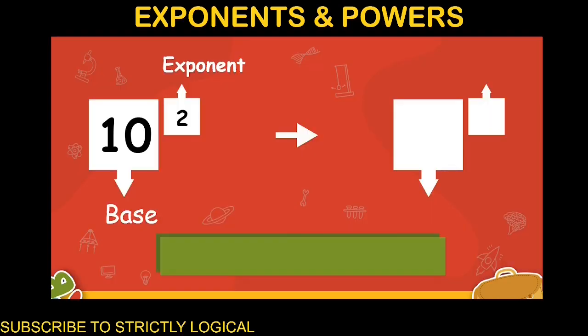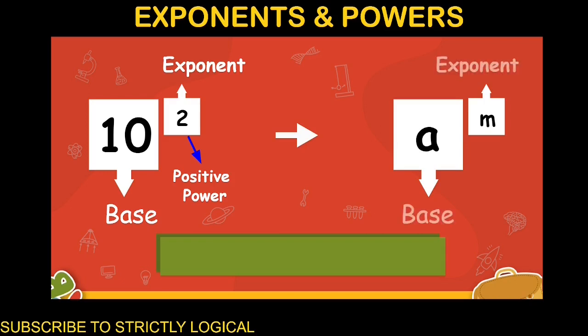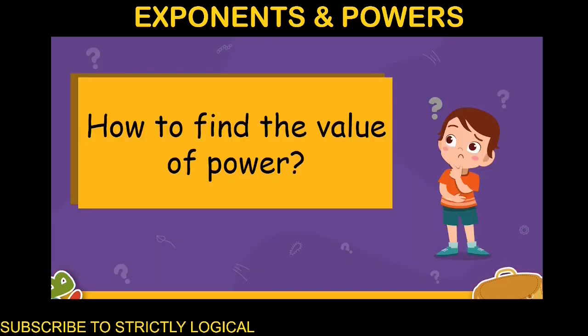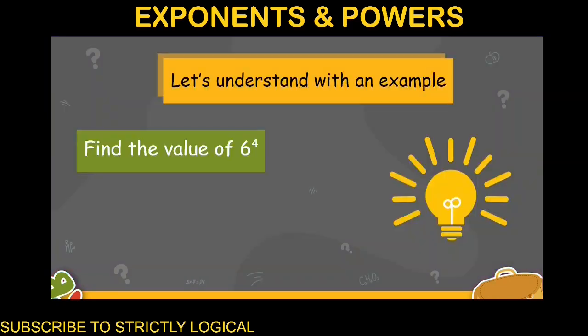Now we have seen that 10 is base and 2 is exponent here. This is the positive power. In generalized form, the exponential form can be written like that, a to the power m, where a and m are some variables. a is base and m is exponent. In other words, a to the power m means multiply a by itself m times. Now you must be wondering how to find the value of power. So let's understand this by taking one example.